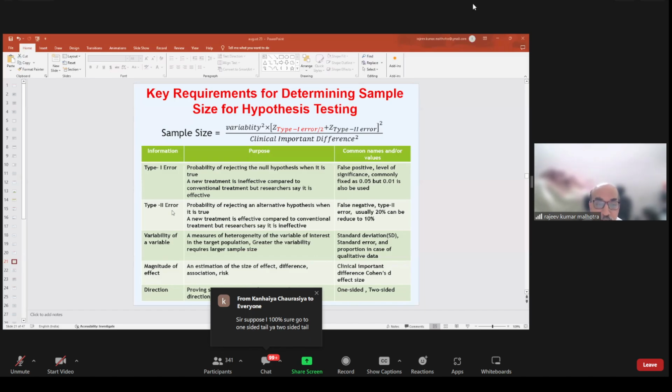Another is the magnitude of interest. That is another important thing: what is the clinically important difference. Generally, when a person comes to me for sample size calculation, I ask two things: what is the variability you have taken from the previous study, and what is the clinically important difference. Students get confused, and sometimes even senior faculty get confused about what the clinically important difference is.